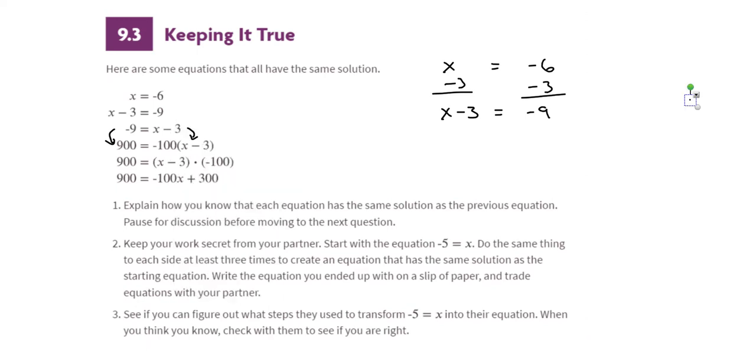They have x minus 3, and now it's multiplied by negative 100. If we take negative 9 and multiply it by negative 100, a negative times a negative is a positive, so this would be positive 900. So they multiplied negative 100 to this side and negative 100 to this side.